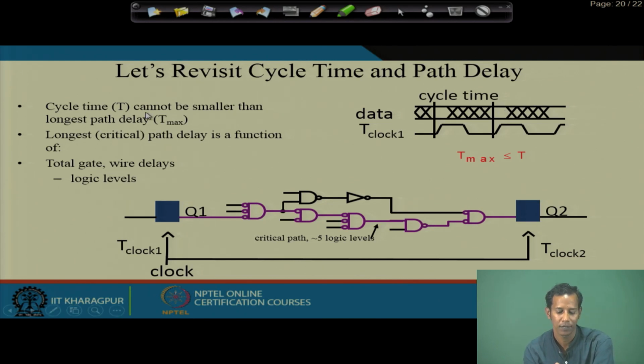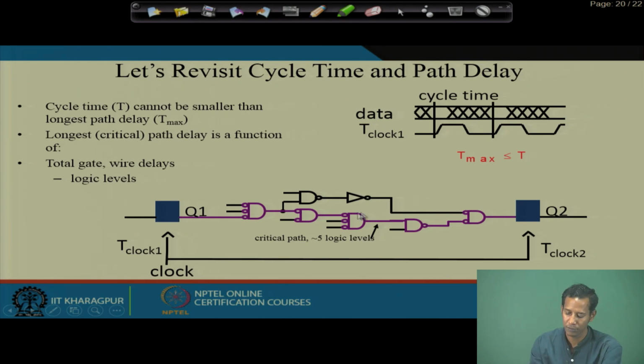So, that is why the cycle time cannot be smaller than the longest path delay, which is the T max. The longest path delay is a function of the total gate and wire delays, where the gate delays depend on the number of logic levels. In this particular case there are two paths: in this path I have 1, 2, 3, 4 gate delays, whereas in this path 1, 2, 3, 4, 5, so 5 gate delays. So, this will be considered the critical path, which determines T max, and the cycle time should not be less than this T max.